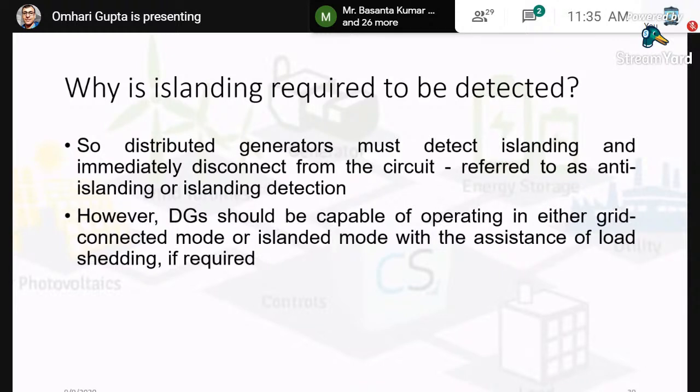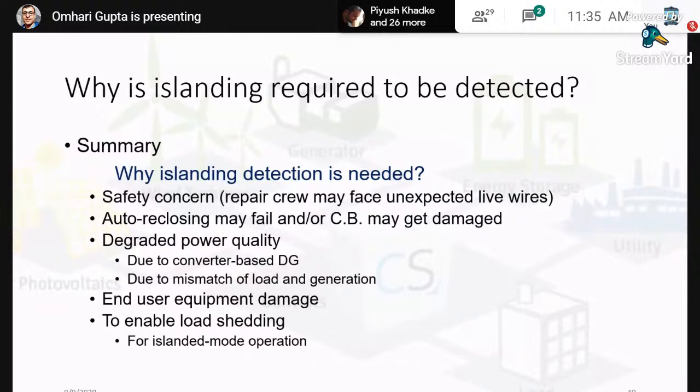However, DGs should be capable of operating in either of the modes: grid connected mode and islanded mode, with the assistance of load shedding if required. So, in summary, why is island detection needed? There can be a safety concern, auto reclosing of the circuit breakers may fail, and eventually your circuit breaker may also be damaged. It may give you degraded power quality if there is a sufficient mismatch between the load and generated power.